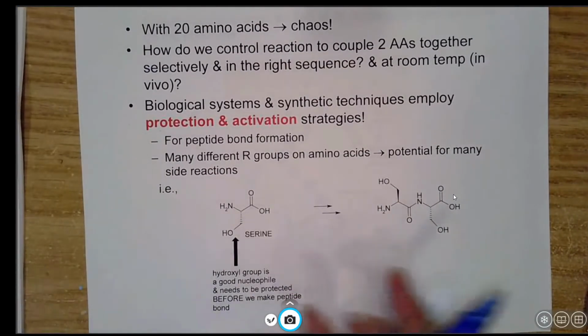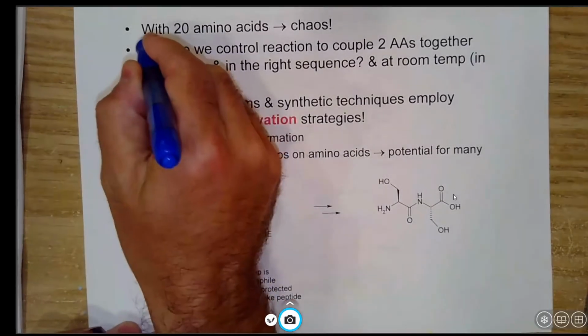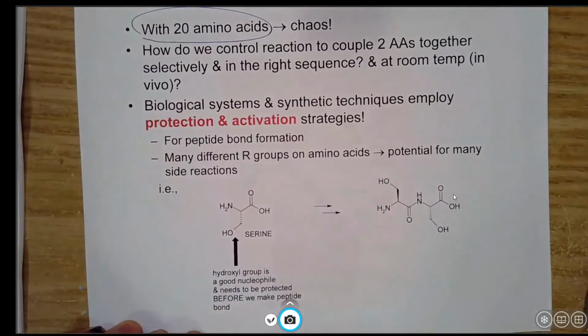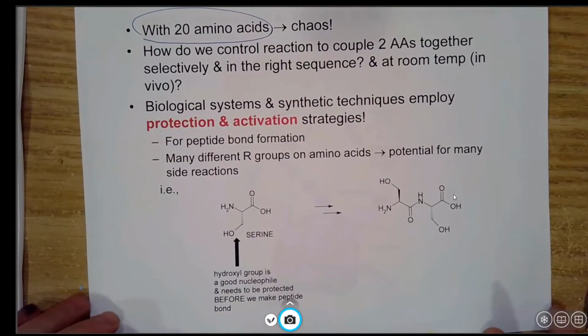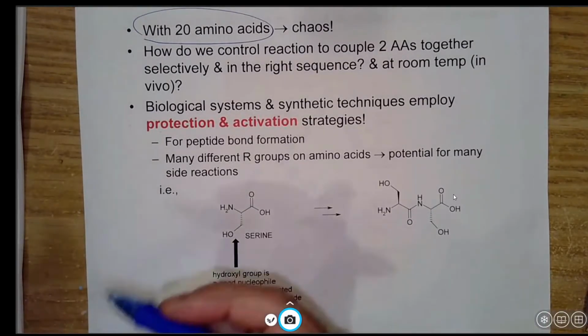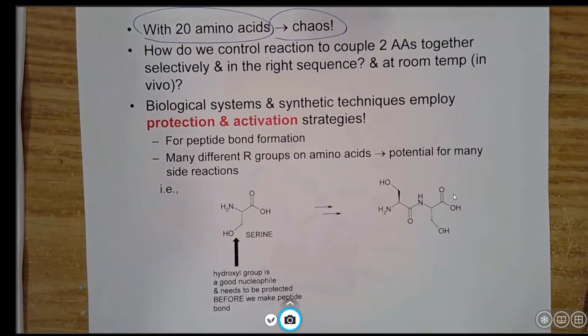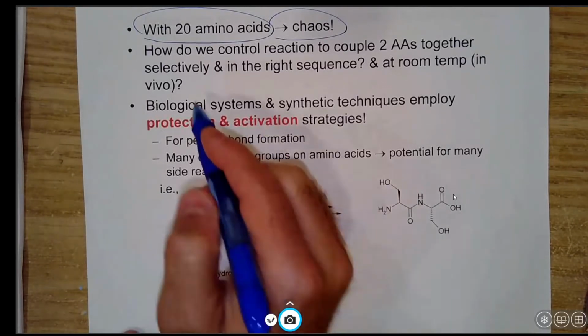You understand that we need to activate our amino acids in order for them to couple. We talked about that in the first part, and you've also learned all these different 20 amino acids. Now, if you were to put them together and activate all of them and try to make a peptide, you know that it would just be complete chaos, because how can you get the right amino acids at the right place at the right time? So we have to do this selectively.